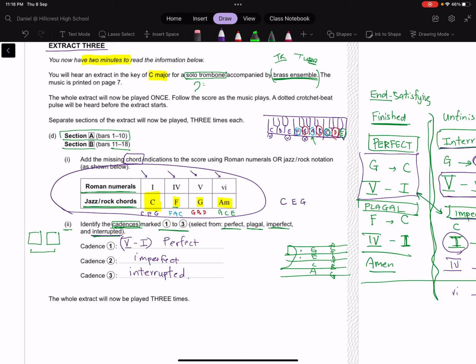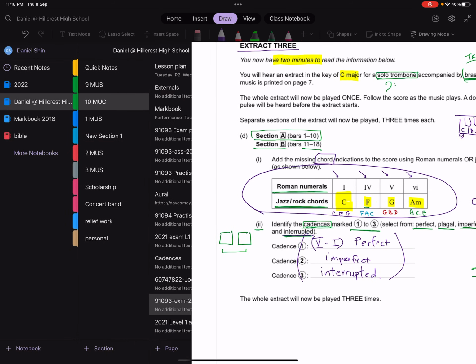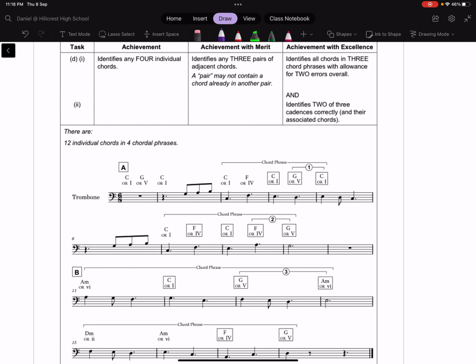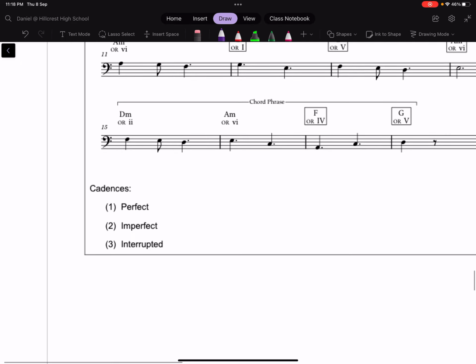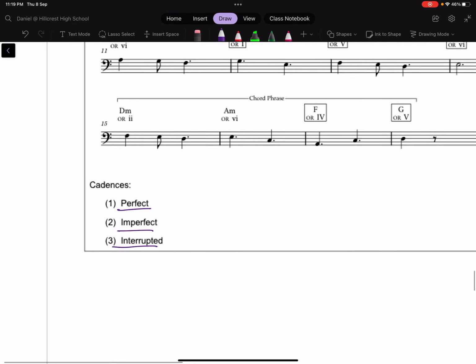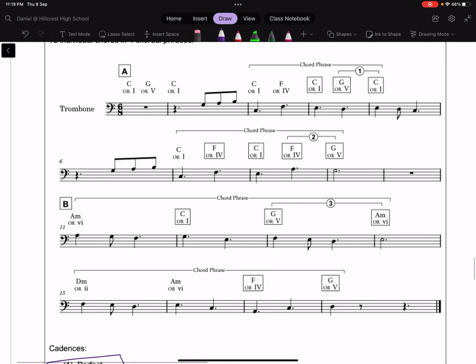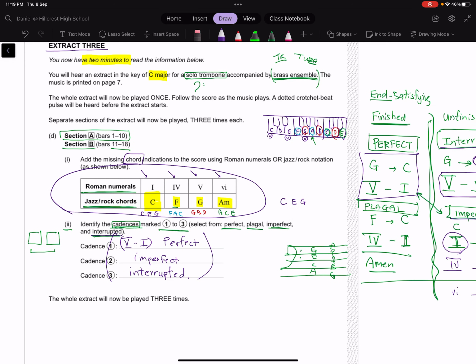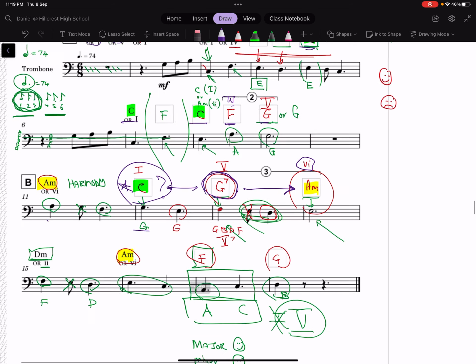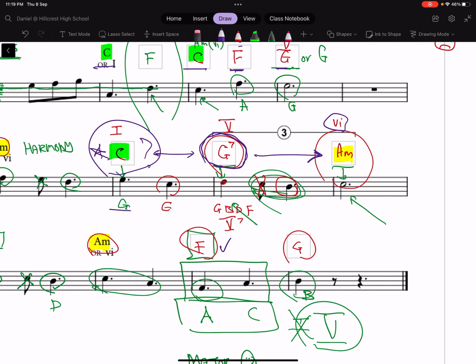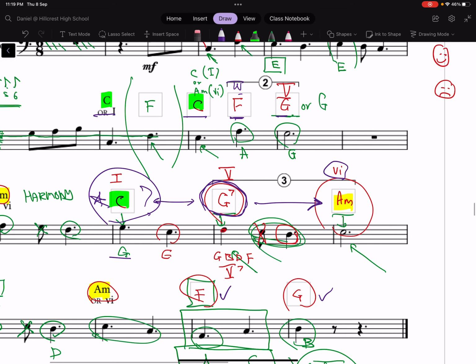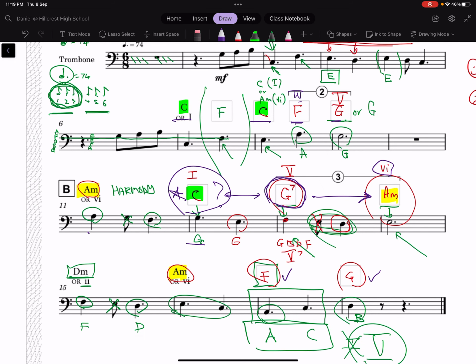Okay, let's check the cadences. If we check the cadences, I think we'll have most of these chords. Okay, let's check the answers. Perfect, imperfect, interrupted. So all these cadences are correct. Now let's have a look. So I've got F to G. That's right, F to G. Just work my way. C, G, A minor. C, G, A minor.